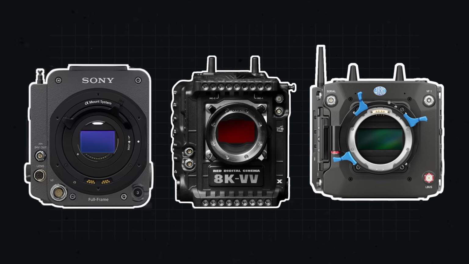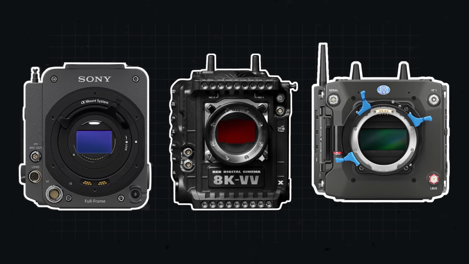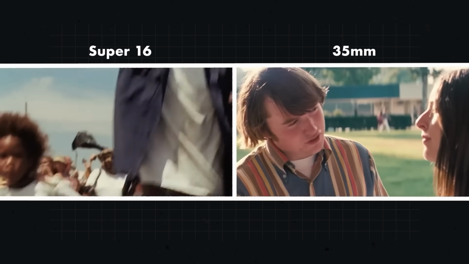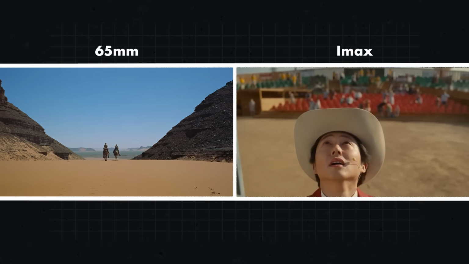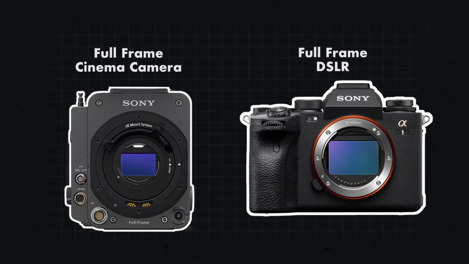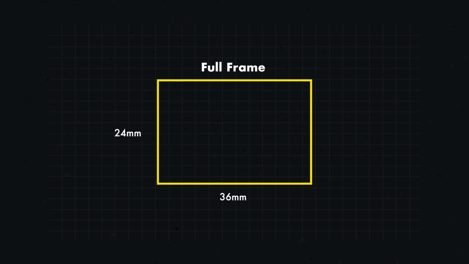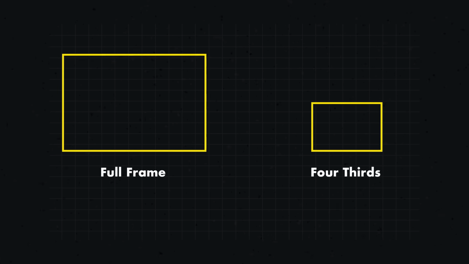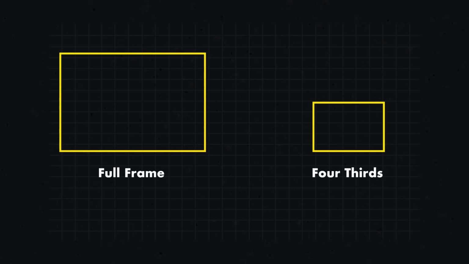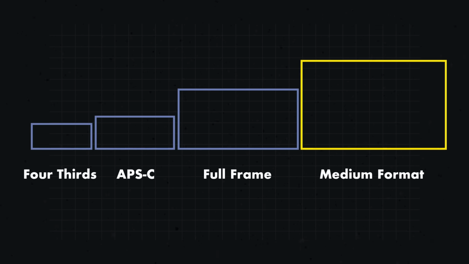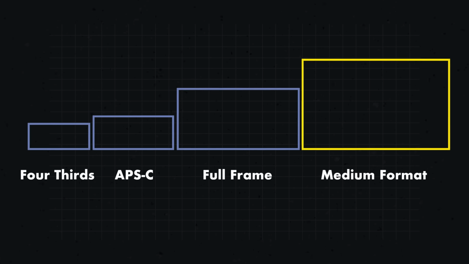Digital formats can be differentiated through sensor sizes. Like with film, the larger the sensor size, the higher the resolution, and the shallower the depth of field. Full-frame sensors are approximately equivalent to 35mm resolution. Crop sensors like the Micro Four Thirds are lower cost but have a smaller field of view. Medium format sensors are approximately the same as 65mm with massive resolution.